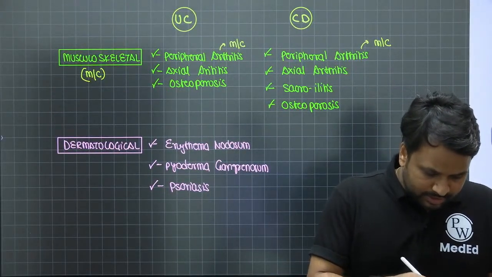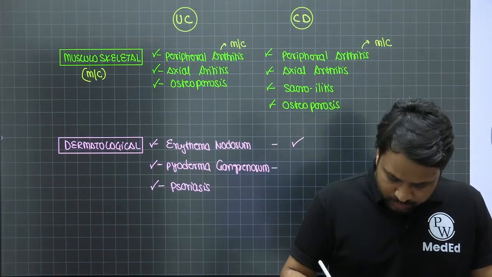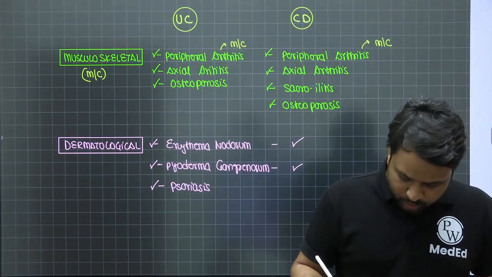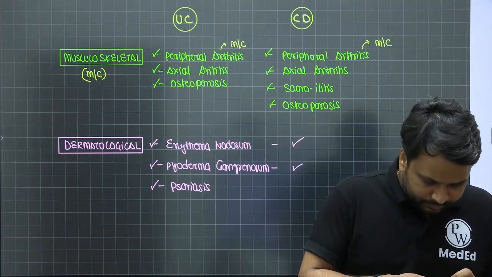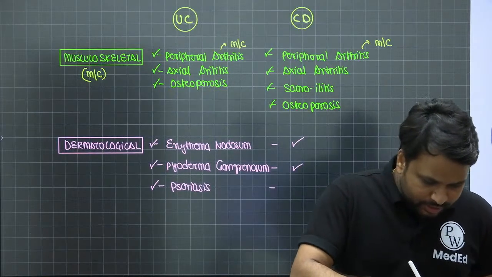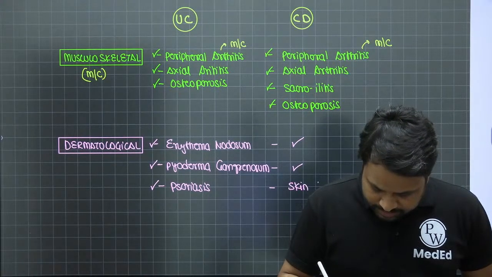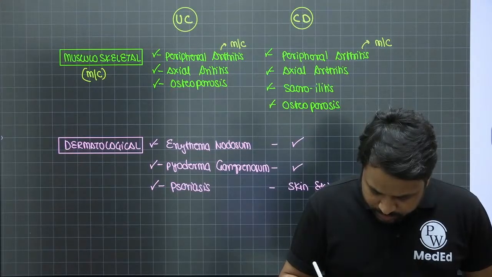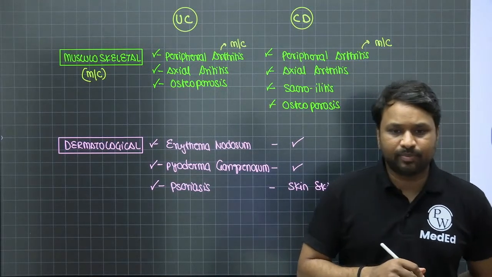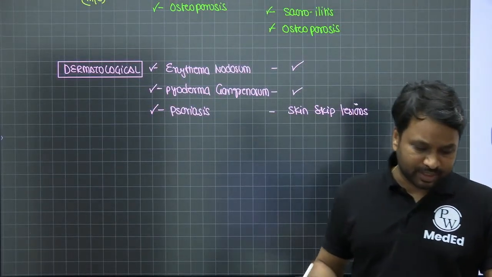In Crohn's disease, you'll have the same findings. You will have erythema nodosum. You'll also have pyoderma gangrenosum, but they usually do not have psoriasis, right? They have skip lesions of the skin. We call it the skin skip lesions. In association, they have skin skip lesions that you can see. That is your dermatological, the skin manifestations that you have.